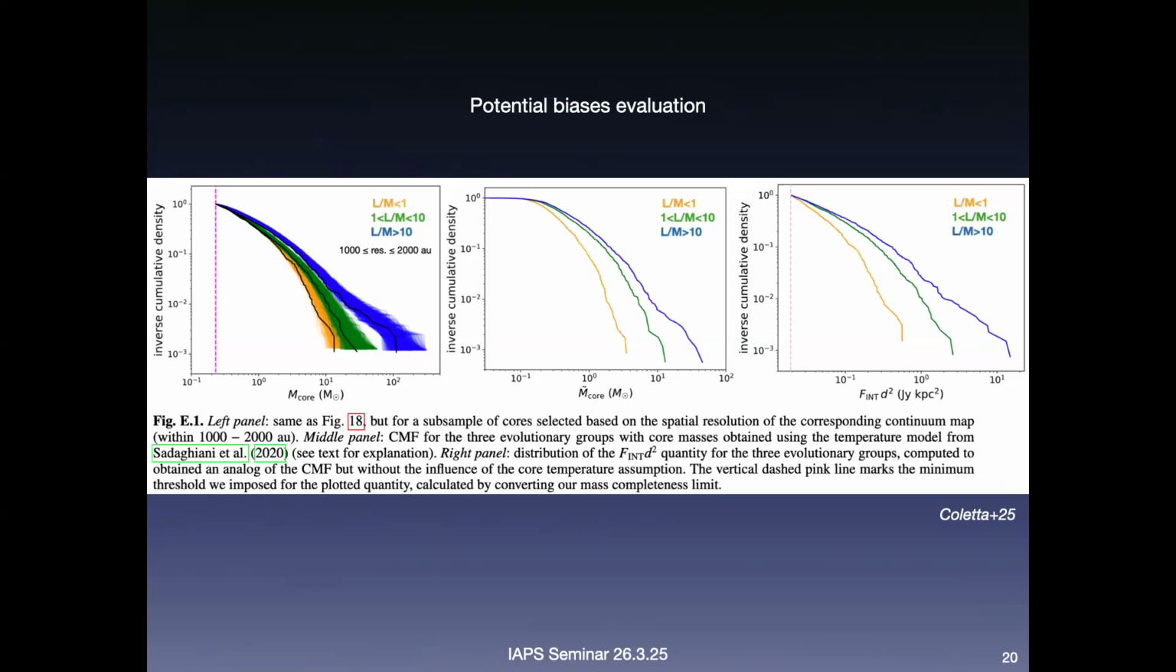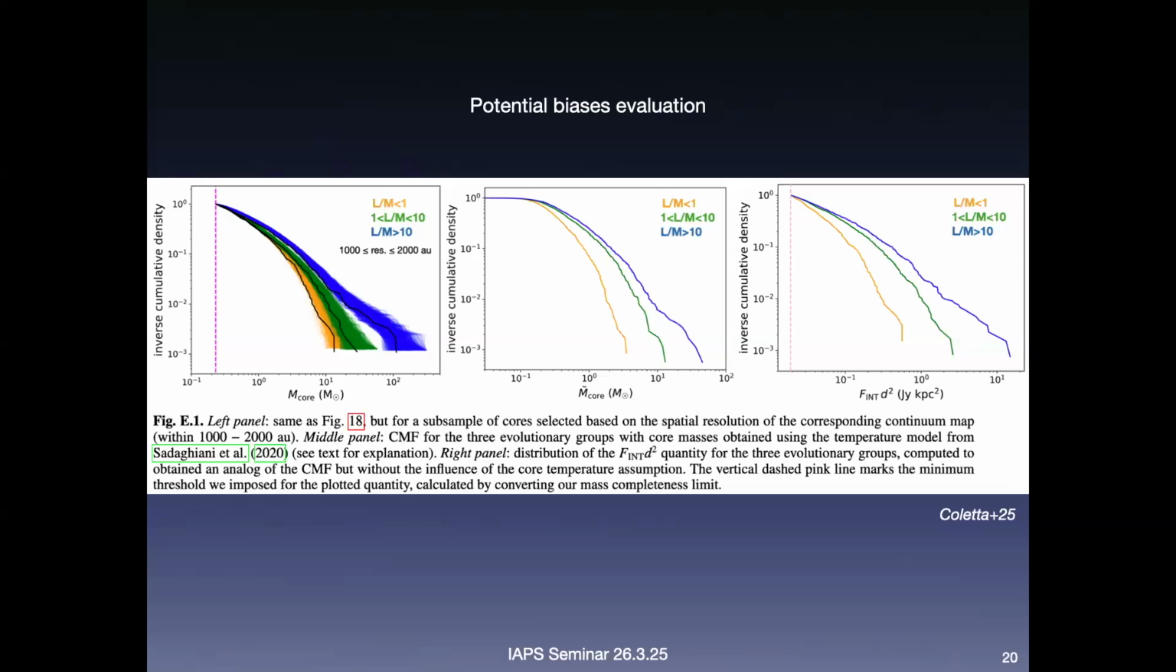In the second case, we applied another temperature model to the cores, taken from the one used by Sadaghiani et al. in 2020. So basically, we waived the assumption of giving all the cores within a clump the same temperature, but we based it only on the measured integrated flux of the sources, and we applied to them a single temperature proportional to that. And we also see here that basically the evolutionary shift between the three subgroups is still there.